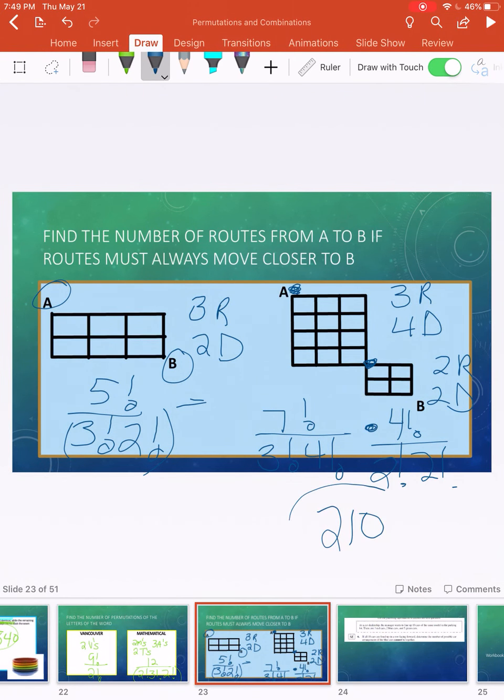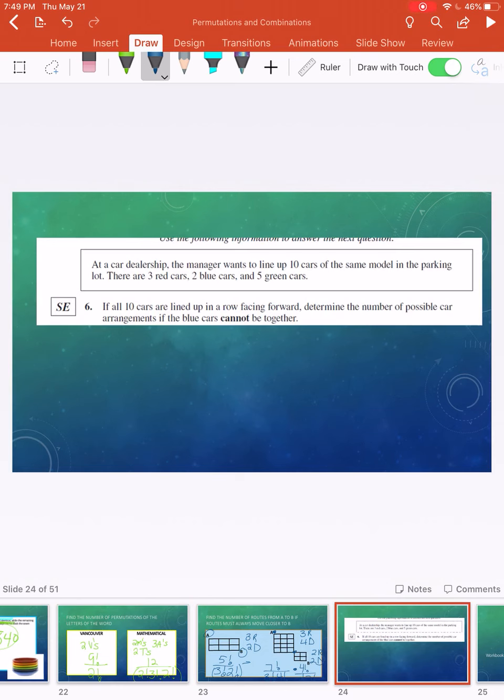Great. All right, so this last question we're going to look at is actually a really hard question. So if you want an extra challenge, you could press pause and see if you can figure it out, and then press the play button and see if you got it correct.